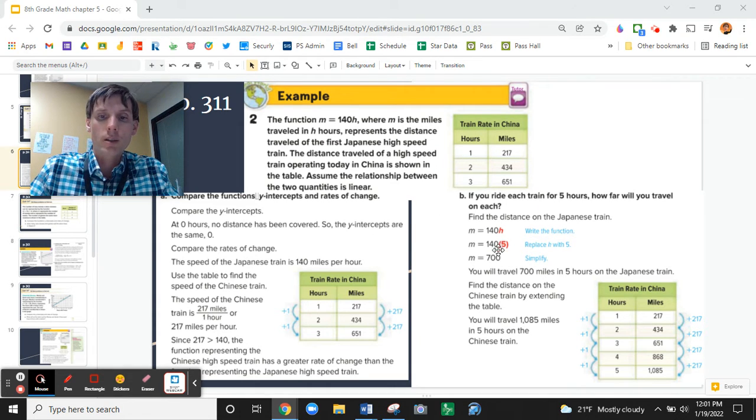And if you wanted to calculate, as they show here, what it is for 5 hours, we could just plug in a 5 for that h, right, into our function. We have 140 times 5 is 700.